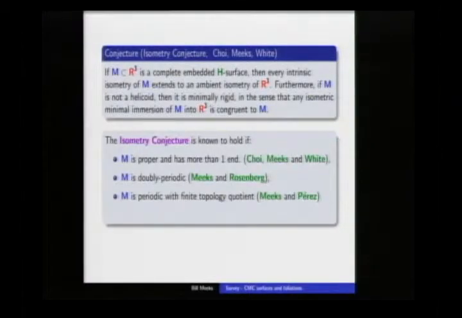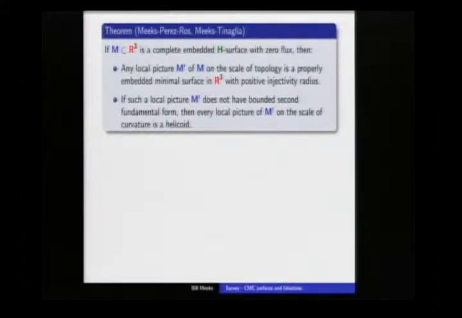Okay, so we know this theorem in lots of cases, which I'm not going to explain. I had this slide last time. But I want to talk about an aspect of that that's very relevant to our course. So let me try to connect our course to this conjecture. Suppose you have a complete embedded H surface in R3 with zero flux. Like a complete embedded minimal surface with a non-trivial isometry on it has zero flux.